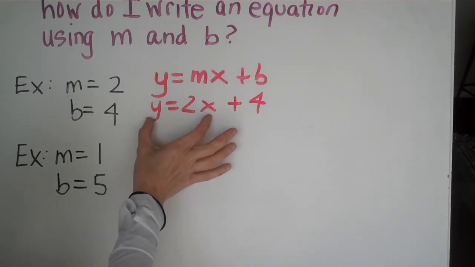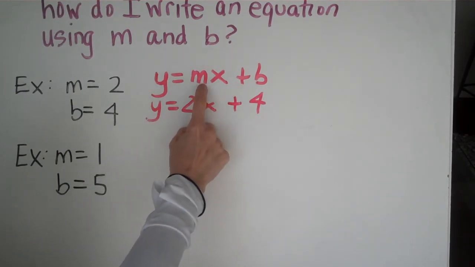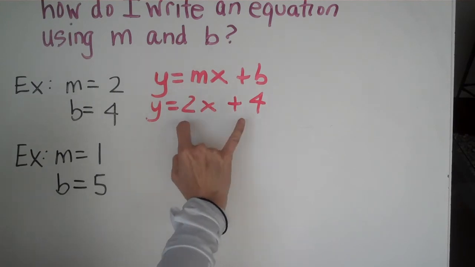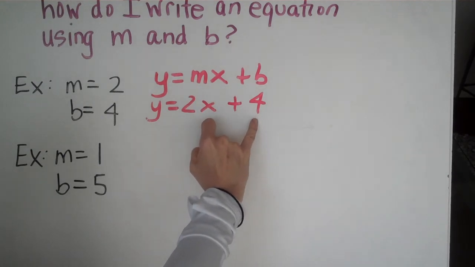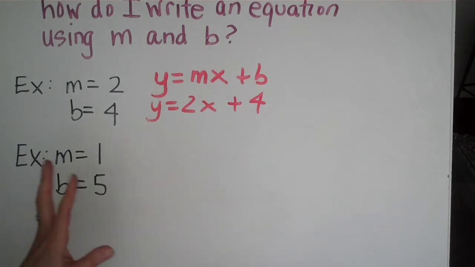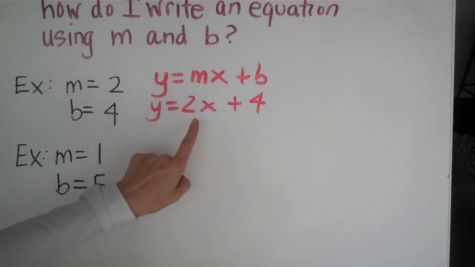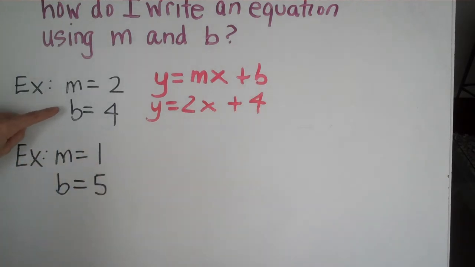The y and the x always stay the same, and the 2 and the 4, actually the y and the x may change too, so strike that. But okay, so the m and the b are what they're asking you to substitute into the y equals mx plus b. Okay, so let's leave it at that.